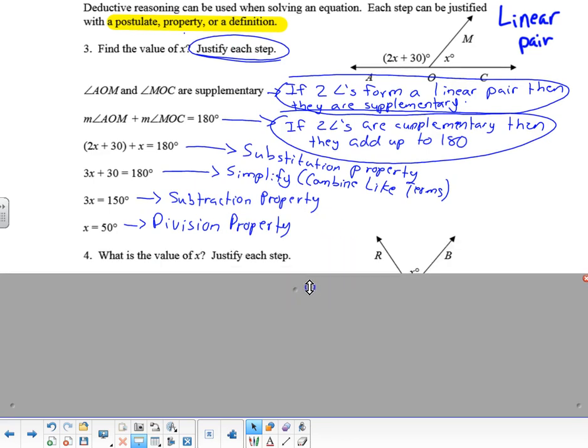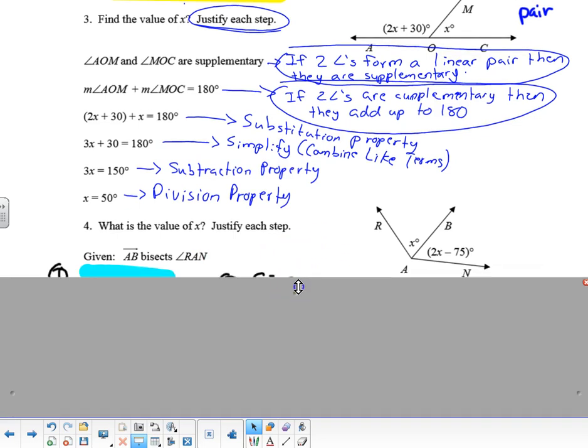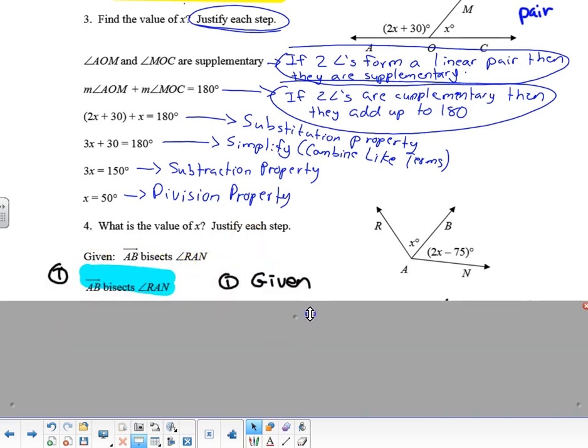Okay, we got one more here. And what are we given in this case? We are given that AB bisects angle RAN. When we see that word bisect, we want to think what? Cut into two equal parts, or two congruent parts. A bisector cuts things into two equal parts. That's one of the ones on our proof parts sheet that we did in our last lesson.